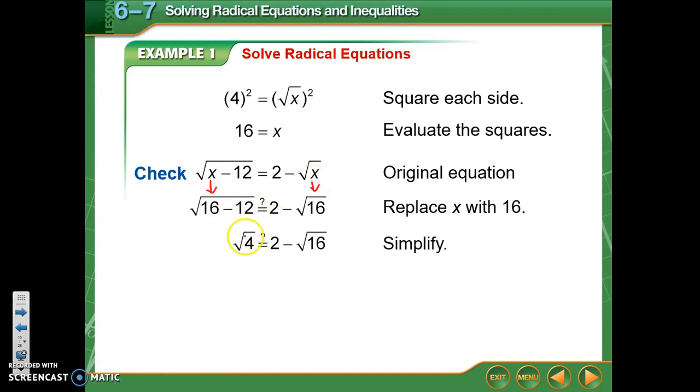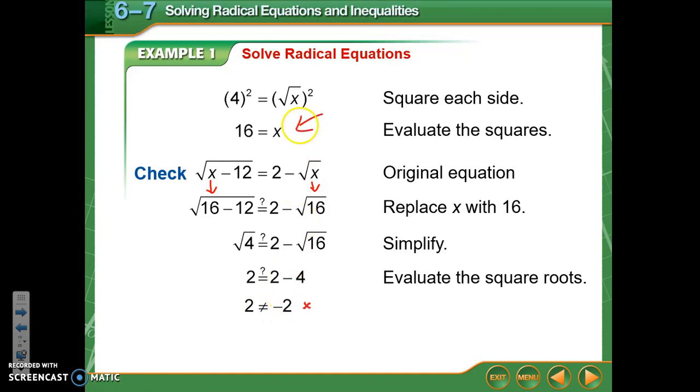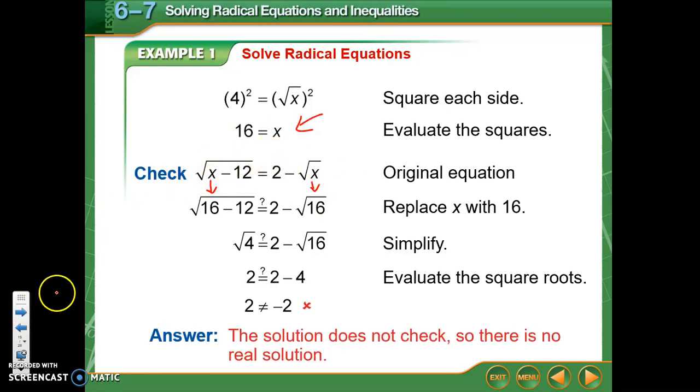And notice here I get the square root of 4, and I'm wondering, is that equal to 2 minus the square root of 16? So on the left-hand side, the square root of 4 is 2, but on the right-hand side, I end up with negative 2, and those are not equal to each other. So even though I got x equals 16, it does not work in the original equation, so it is an extraneous solution. There is no real solution here.